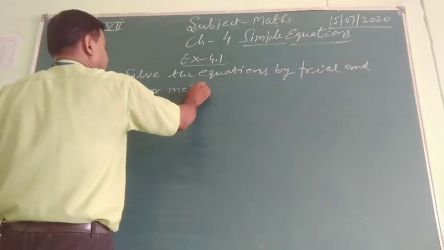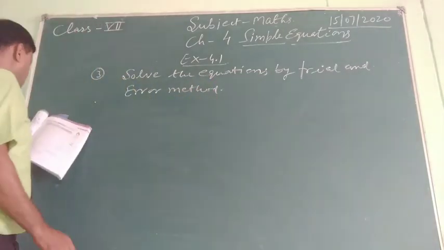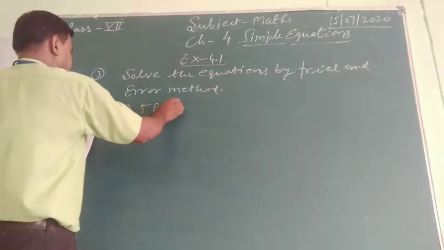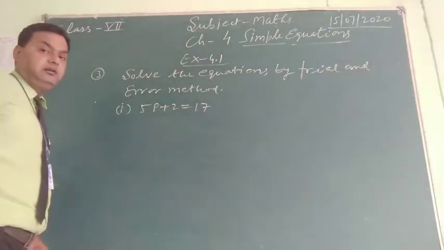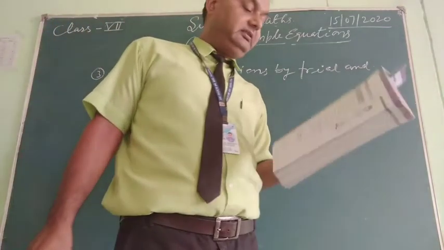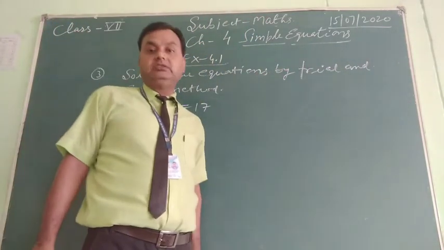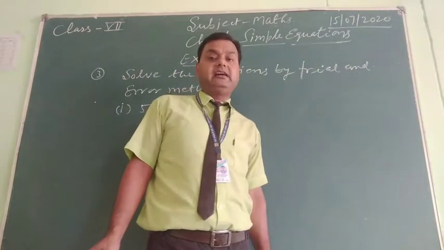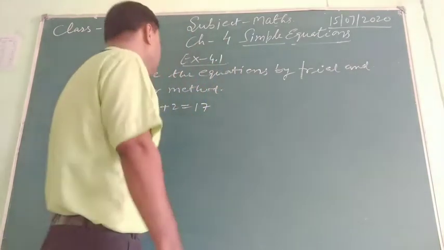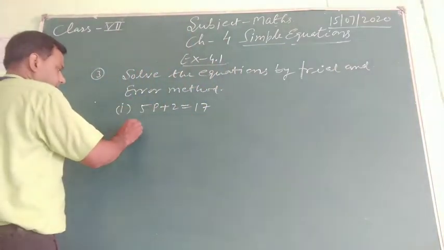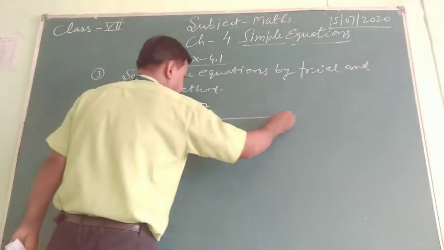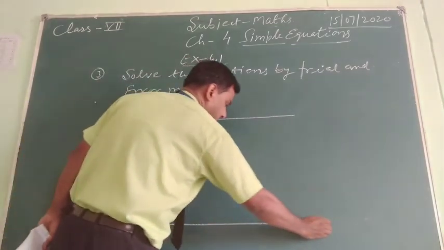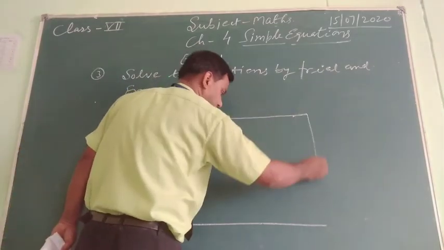Now the first equation is 5p plus 2 equal to 70. We have to find the solution by trial and error method. How can we find the solution by trial and error method? First of all, we must make a table.